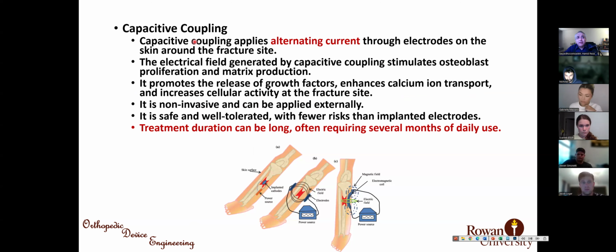Capacitive coupling uses alternating current, and it is non-invasive. The electrodes are applied on the surface and induce alternating current between the electrodes. Again, it stimulates the osteoblasts to create new bone, and it takes a longer time than direct current stimulation.